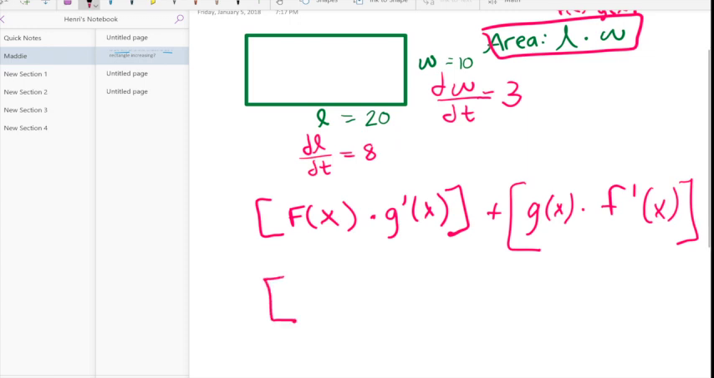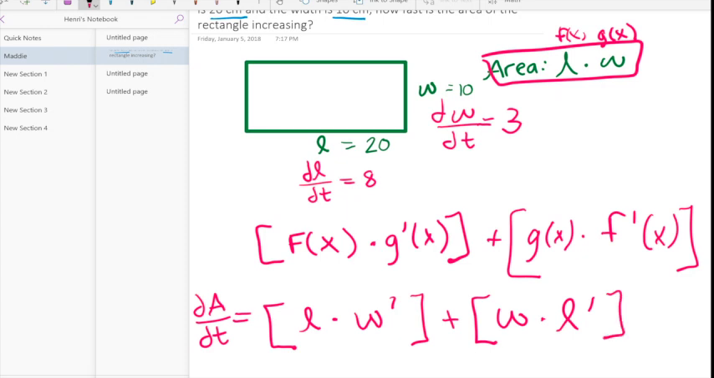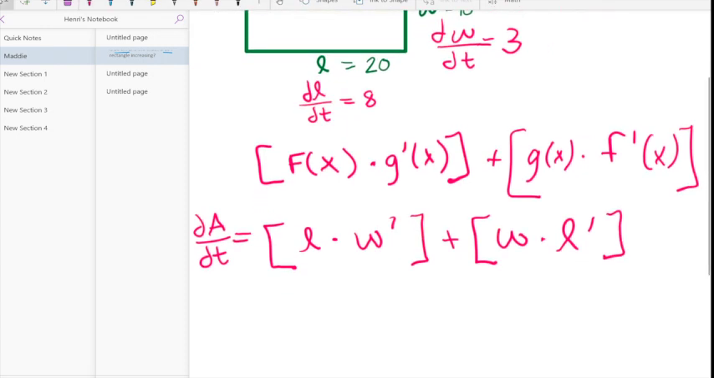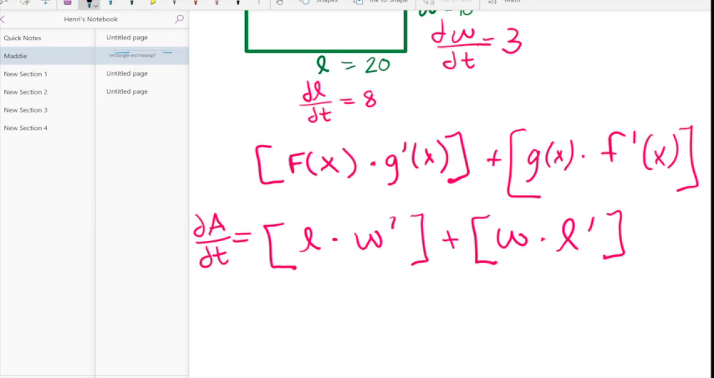So dA/dt, which is the change in area over time, is going to be L times W prime plus W times L prime. And we actually have all these values because they were given to us in the text. So the length was 20.